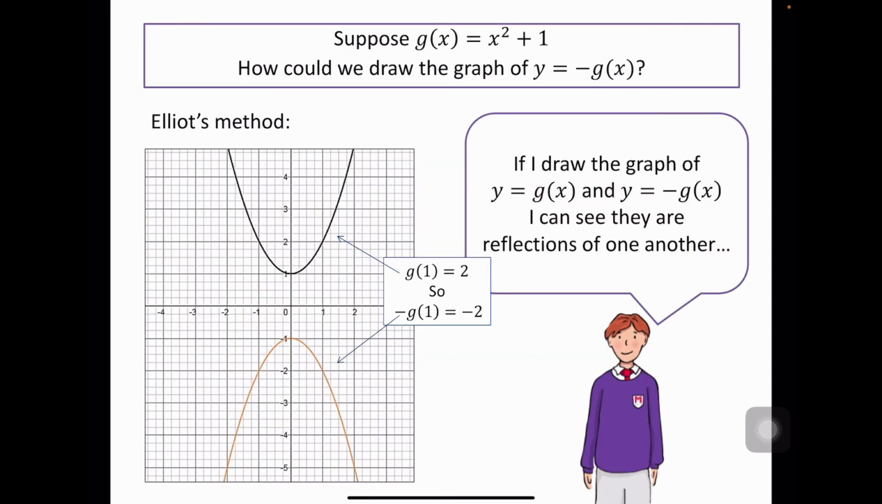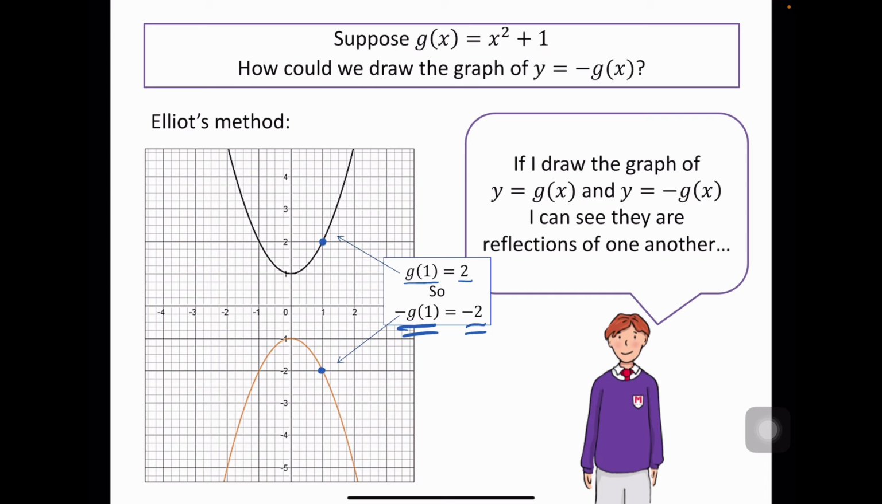We're going to now look at a method which involves Elliott's understanding of transformations and specifically how to transform graphs. So how could we draw the graph of y equals negative g of x? So g of 1 is 2, negative g of 1 is negative 2. So that corresponds to here. g of 1 is 2, negative g of 1 is negative 2.